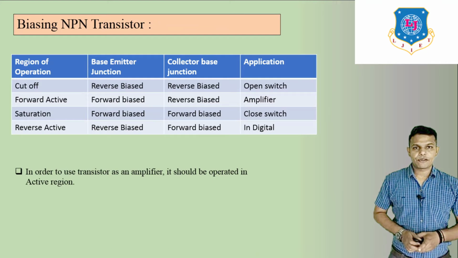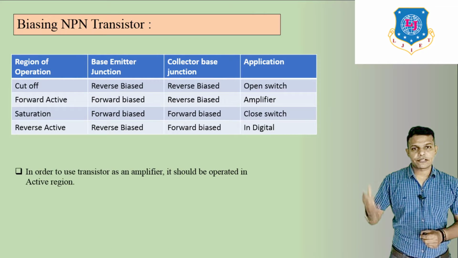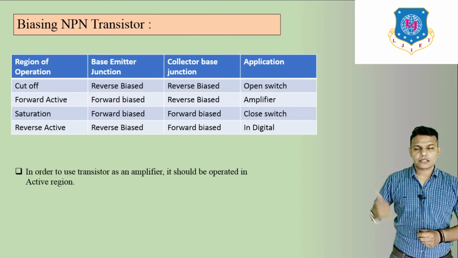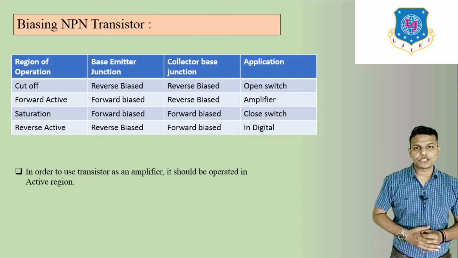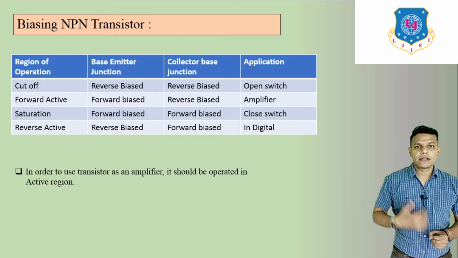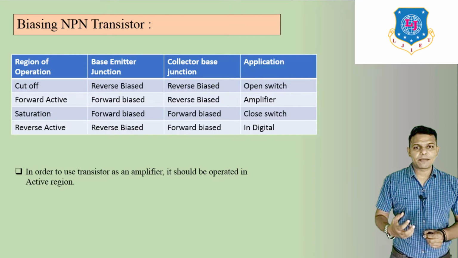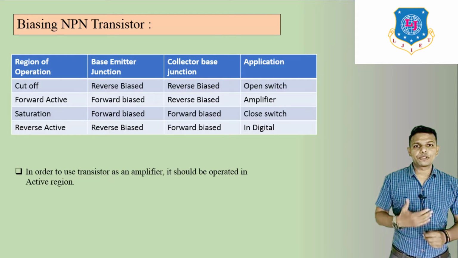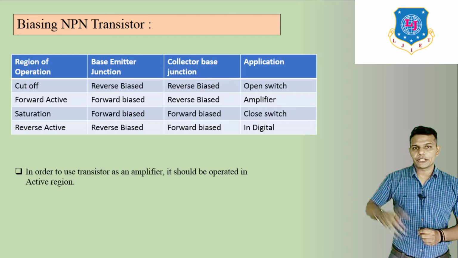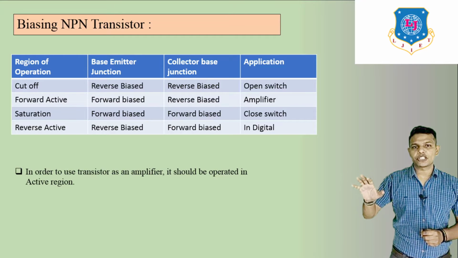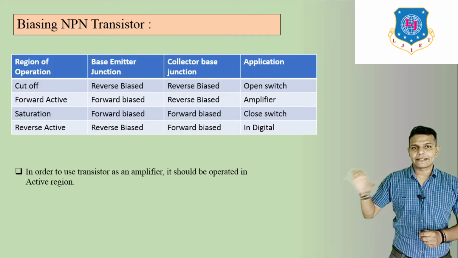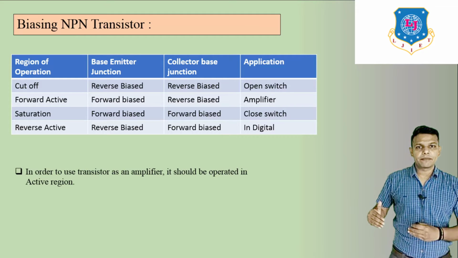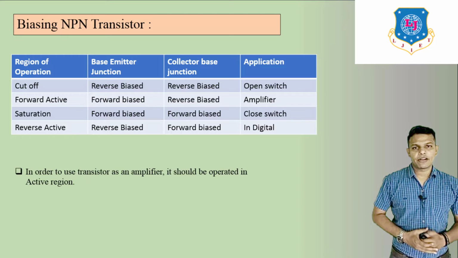So let us start with biasing techniques. As we discussed earlier, there are three different types of biasing operations: cutoff, saturation and active regions. But in order to use a transistor as an amplifier, it should be operated in the active region. So we are going to use the active region of operation. That means the base emitter junction should be in forward bias and the collector base junction should be in reverse bias. Then it behaves as an amplifier.